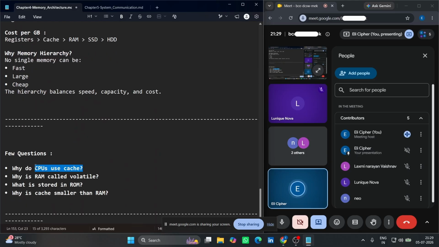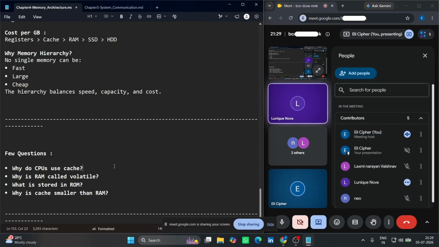Why do CPUs use cache? I think that today I have to answer myself. No, no, no. We have Unique. Unique, can you please tell me why do CPUs use cache? Yes, try, just try. Just wait for a while.